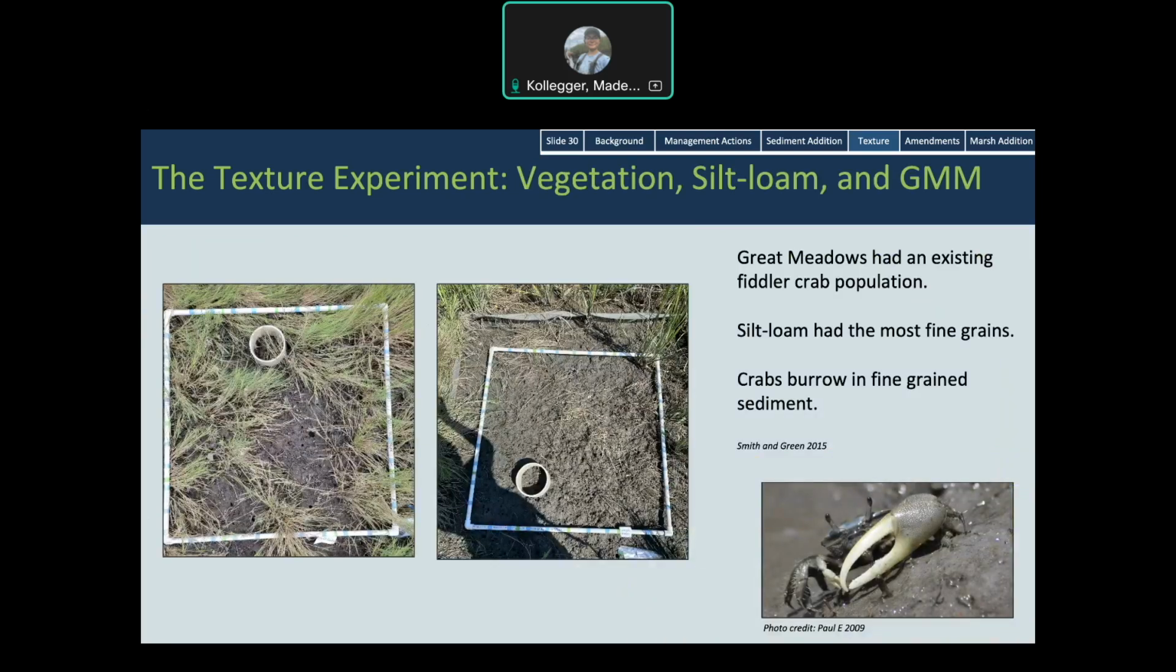Now we can move on to the silt loam plots at Great Meadows Marsh. Great Meadows Marsh had an existing fiddler crab population, and silt loam has the most fine grains. Now, crab burrows usually occur in fine-grained sediment, and that's because they're pretty sticky and can keep the holes of the crabs open. So when we went in and we added these little squares of fine grains to the surface, we created the perfect habitat for fiddler crabs to exist in the marsh. And so their activity within each of those plots removed any existing vegetation that could have been there.